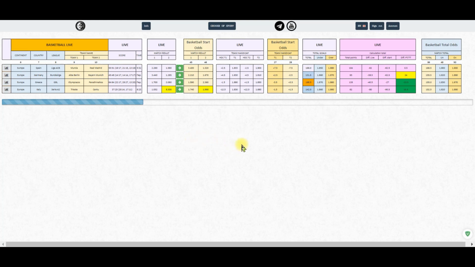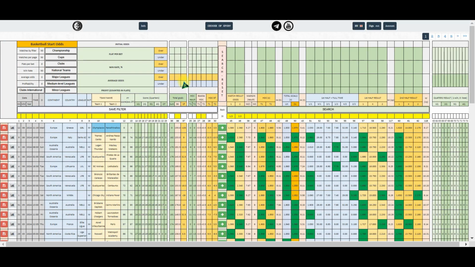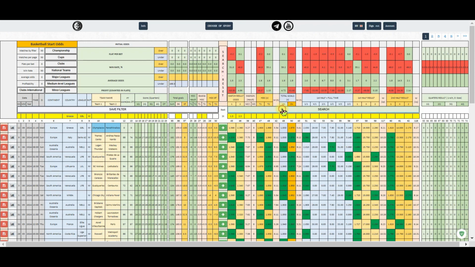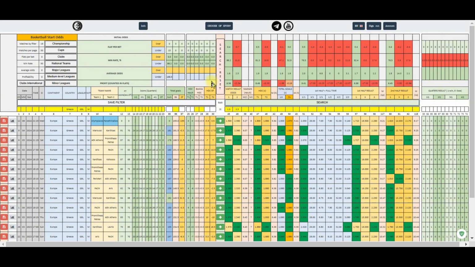Let's look at another game example. Olympiacos Panathinaikos. The match is live and the third quarter has just ended. The current total is 168, which is 13 points higher than the initial total of 155. We conduct the necessary filtering and input a total of less than 168, since the current total is higher than the initial one. We see that the success rate for this total is 88%, which is close to our recommended bet threshold of 90% or higher.